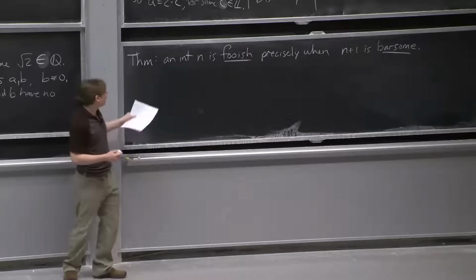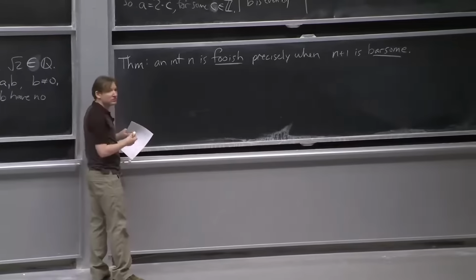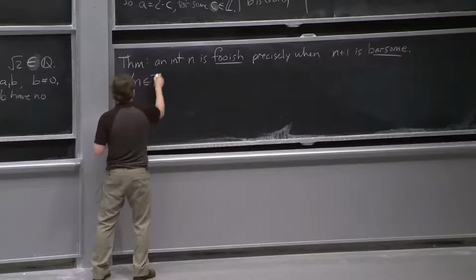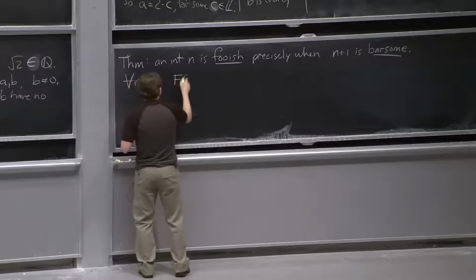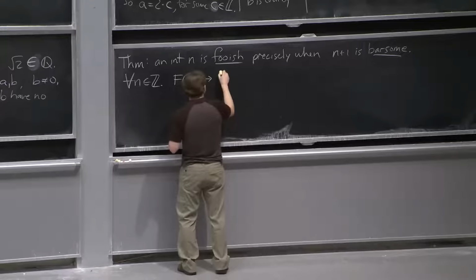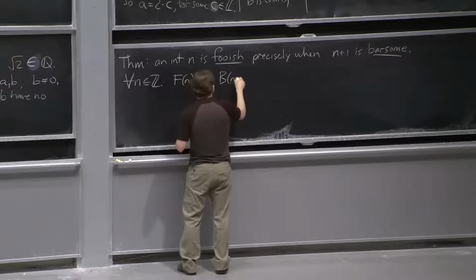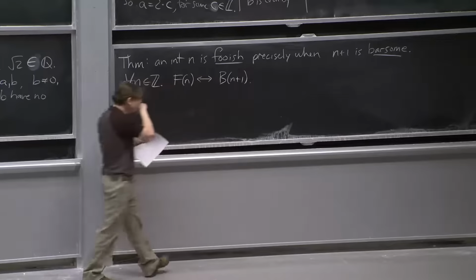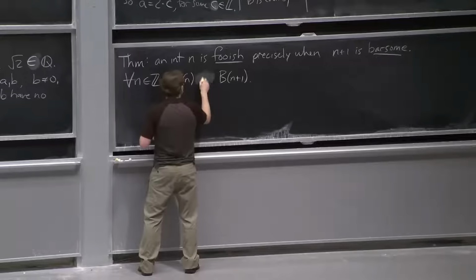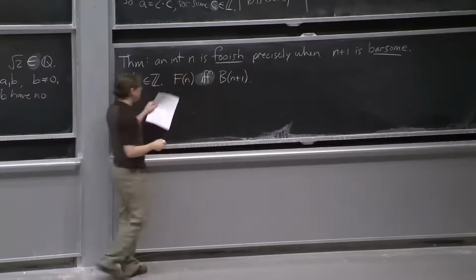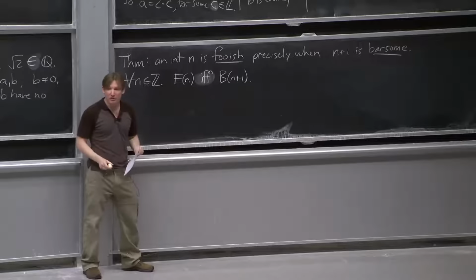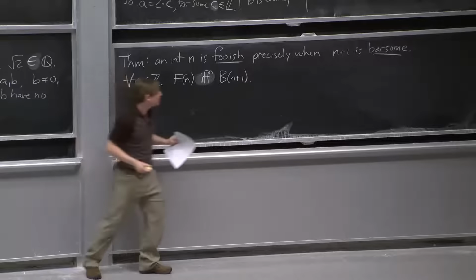So let's do that. OK, so this theorem, we can phrase it as: for all n in Z, n is fooish if and only if n plus 1 is barsome. Now, sorry, I prefer to write it like this: F(n) if and only if B(n plus 1). I don't remember if we talked about if and only if on Tuesday. Great, let's talk about it now.